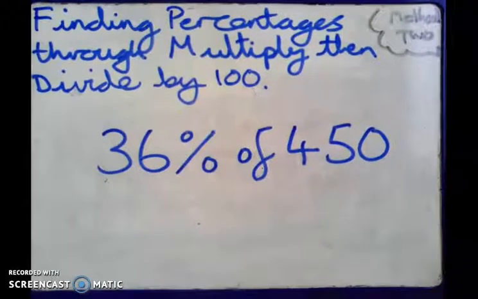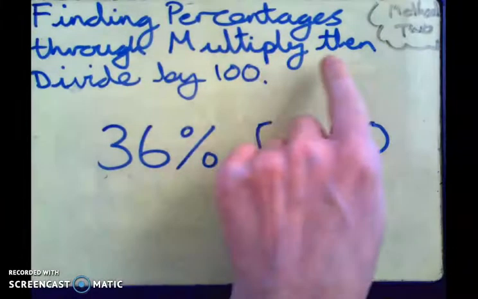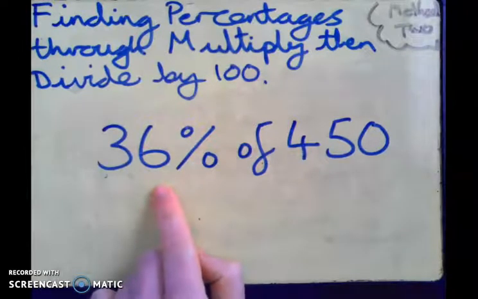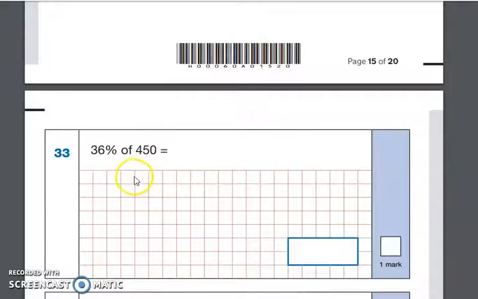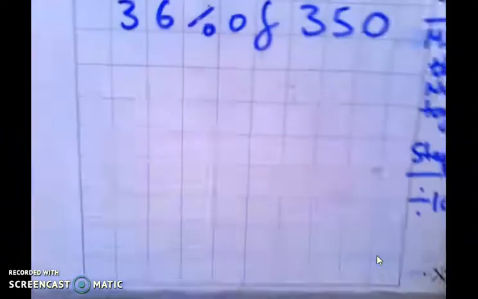This lesson is going to show you how to find percentages through a method called multiply, then divide by 100. As before, this is a calculation, 36% of 450, that I have taken directly from the 2019 arithmetic paper. Let's have a look at this method of finding percentages through multiply, then divide by 100.